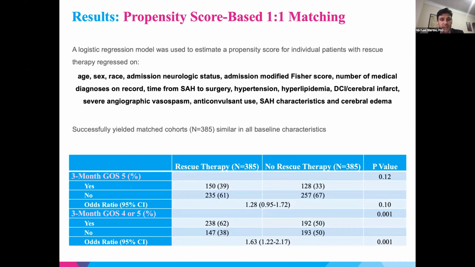However, below you can see that it actually does increase the odds of a good outcome, which we defined as a score of 4 or 5, and a 4, for example, corresponds to a moderate deficit, but no assistance is needed in everyday living.